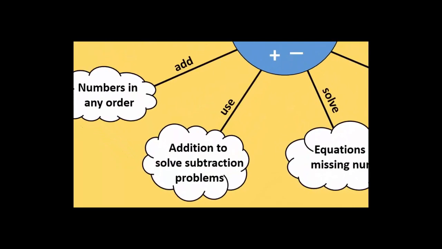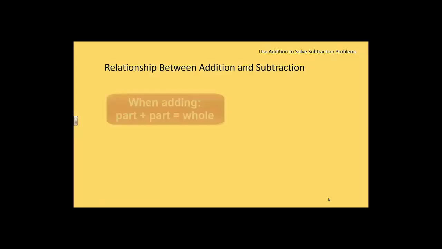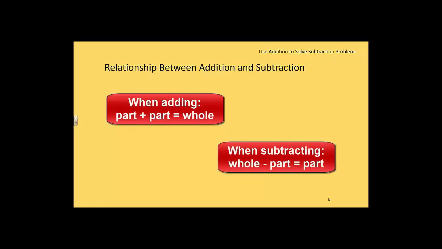Next, we will look at the concept of using addition to solve subtraction problems. Students learn that a relationship exists between addition and subtraction. This relationship can be used to solve equations more efficiently as students learn to work with related facts. We view the numbers involved in addition and subtraction equations as either the whole or the part.